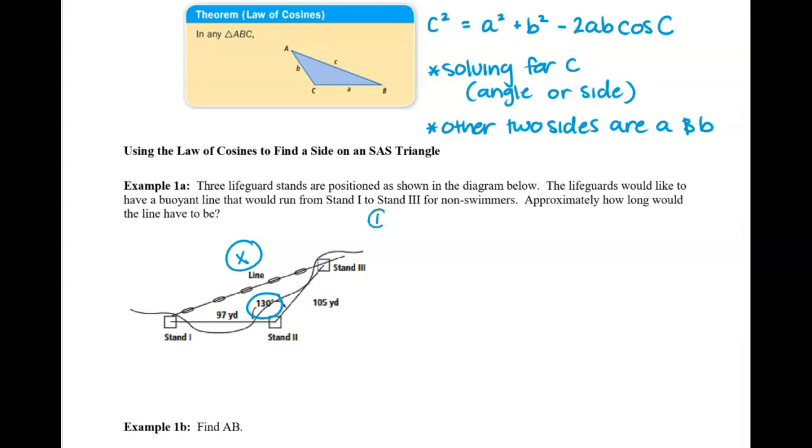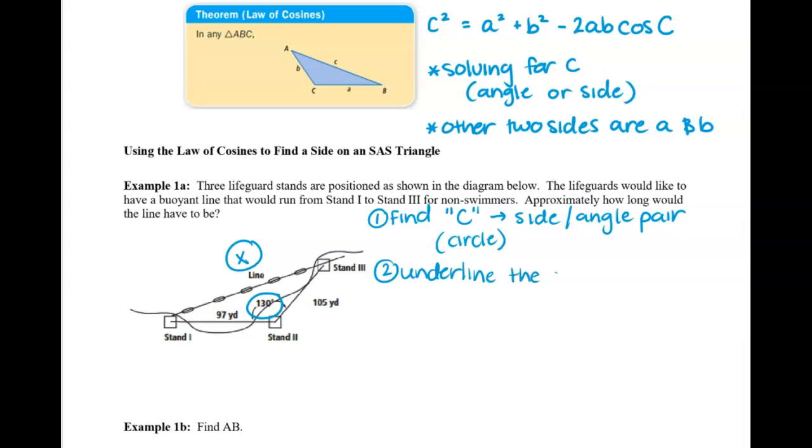So our first step is find C, which is just your side and angle pair, kind of like in law of sines, how we always had pairs. And let's circle those, which we just did. Our second step is to underline the other two sides, which are our A and B. So 97 and 105. And now we can set it up.